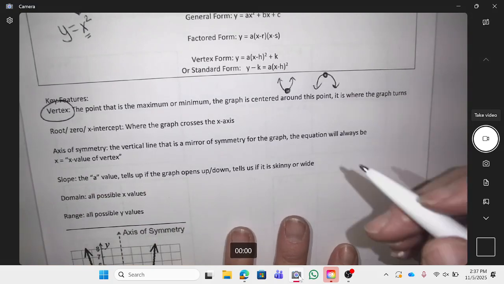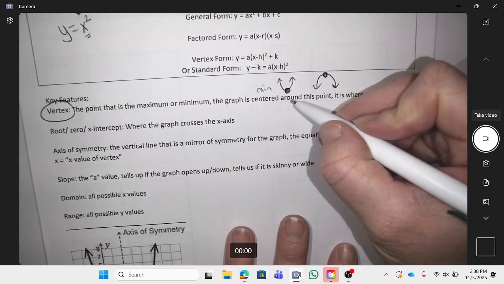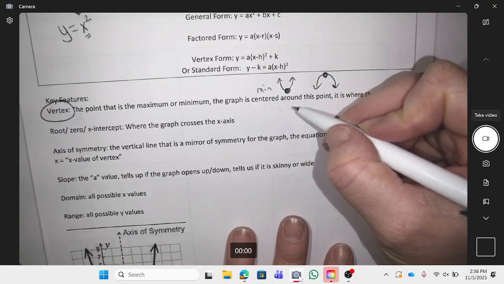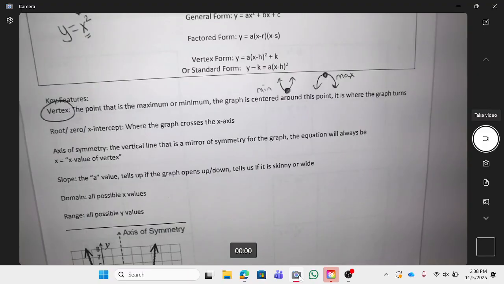So when it's on the bottom of something, we use the word min on the bottom, minimum. Does that make sense? And if it's on the top, it's maximum.